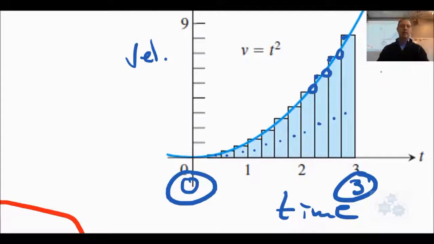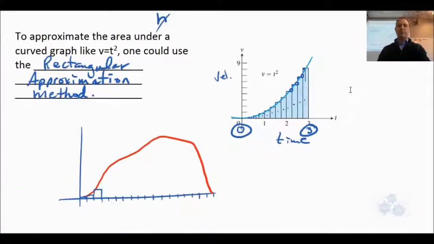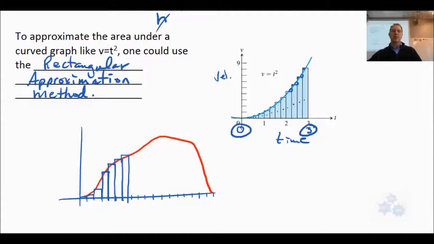And so that's where we talk about different ways of doing this. If I put rectangles and I use the midpoint of the partition, it would look something like this. So you see kind of how this is working? And so the sum of the areas of all of these rectangles would approximate the area under the graph.